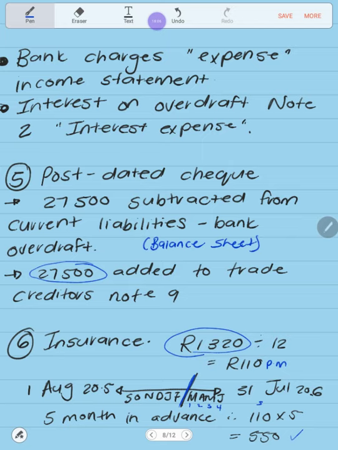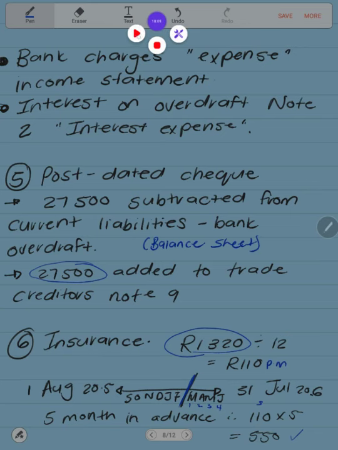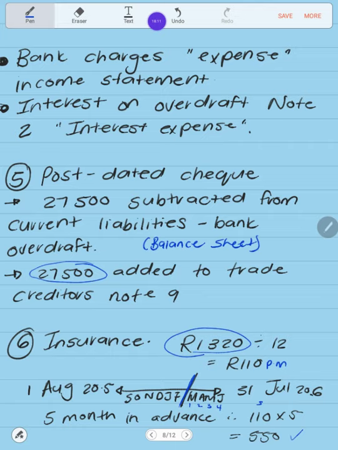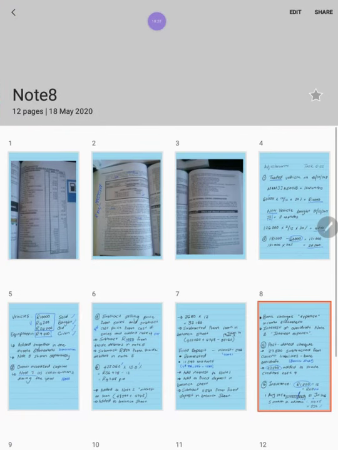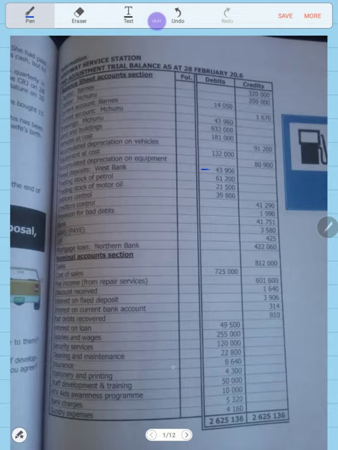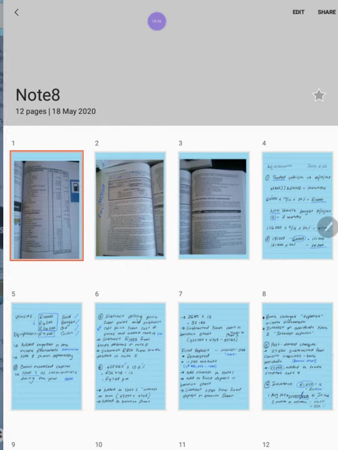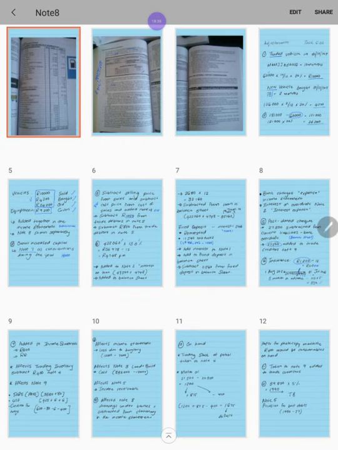What will I do with this? I will take it to note 5 as a prepaid expense, 550, and I will subtract it from my income statement in insurance. So I'll get my insurance figure in my trial balance, which is 8,640, and I'm going to subtract the 540 from that because it does not fall in my financial year.